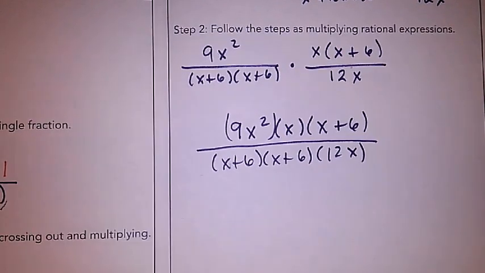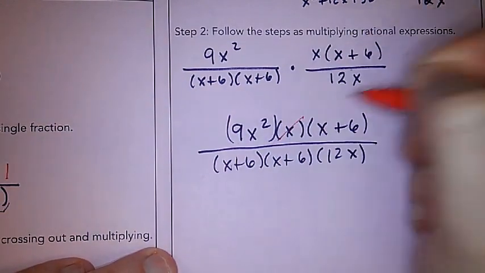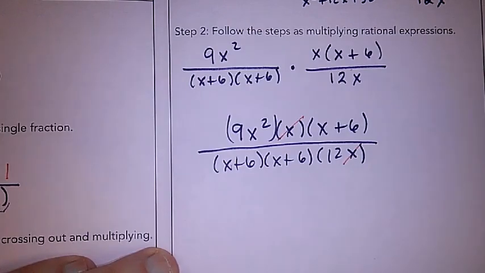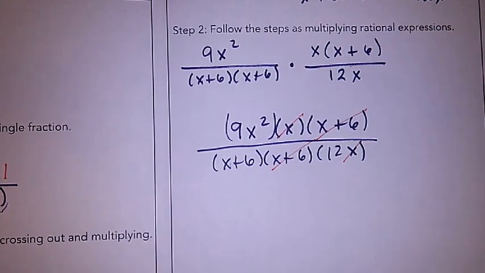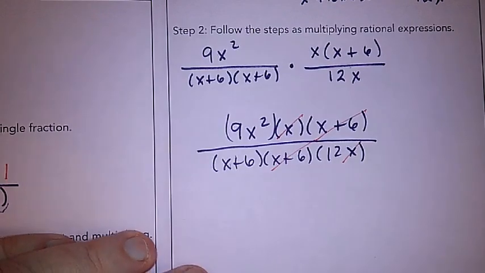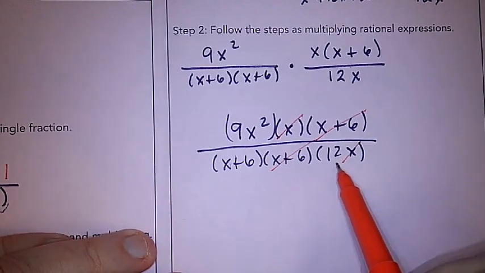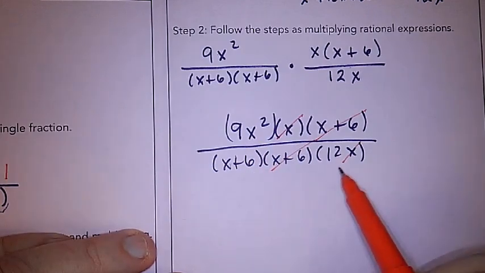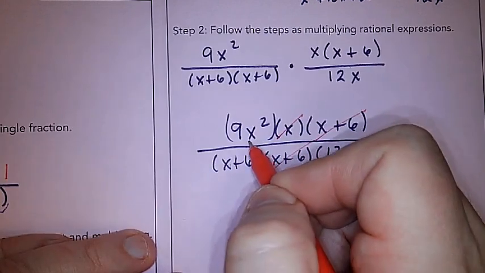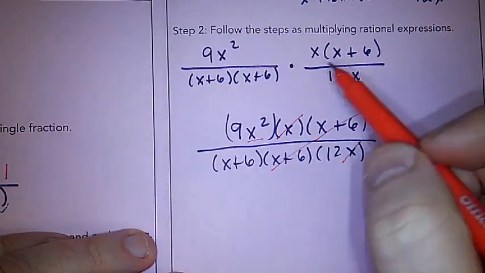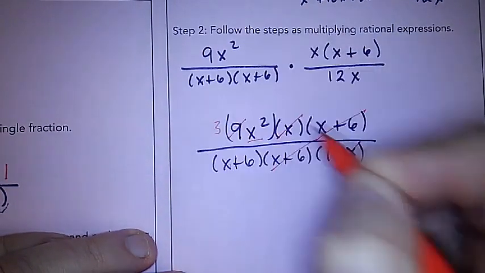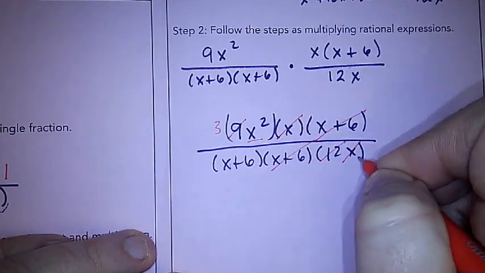To get into step 3, we're going to start canceling. I'm going to cancel this x with this x. I'm going to cancel this x plus 6 with this x plus 6. And now I'm going to do a little bit of simplification, because I notice I've still got this 12 and this 9x squared. Now, there's no x down here, so this x squared I'm going to leave alone. But 9 and 12 share a common factor of 3. So if I cancel out a 3 from each, that leaves me with a 3 in the numerator and a 4 in the denominator.